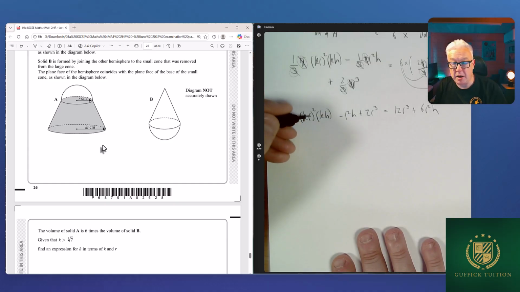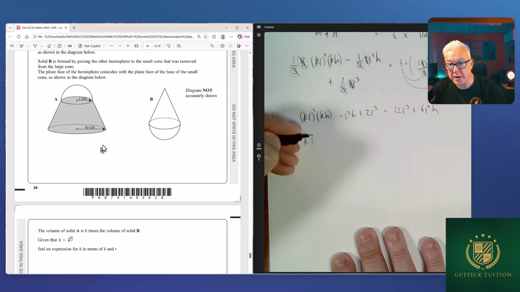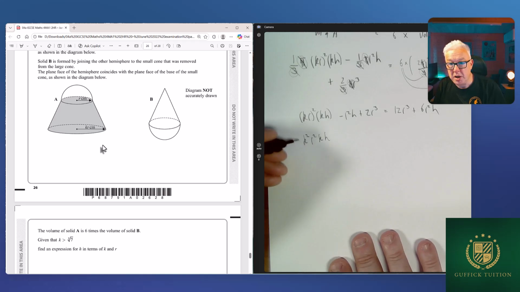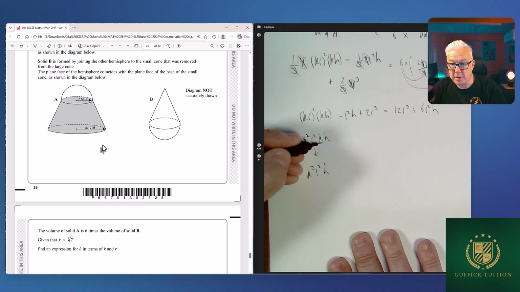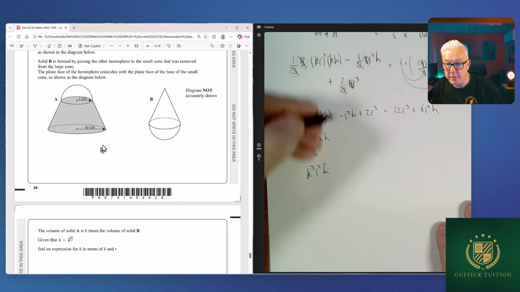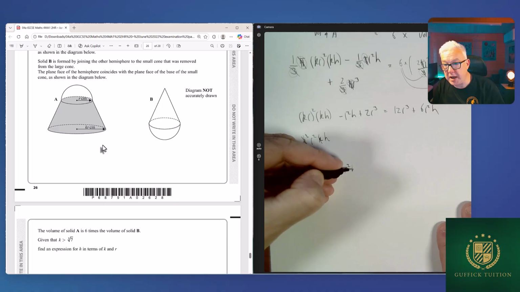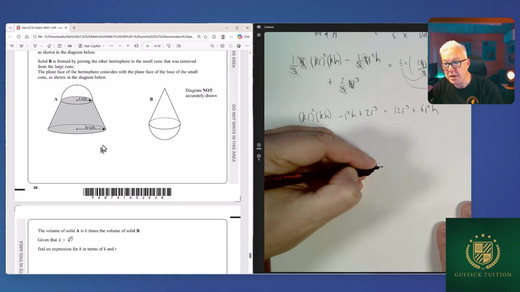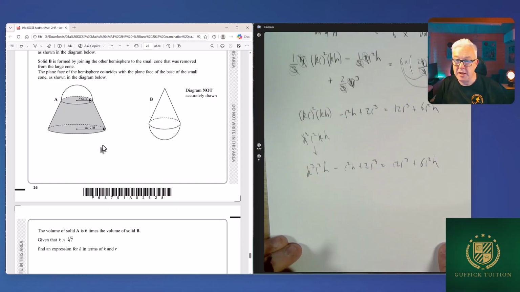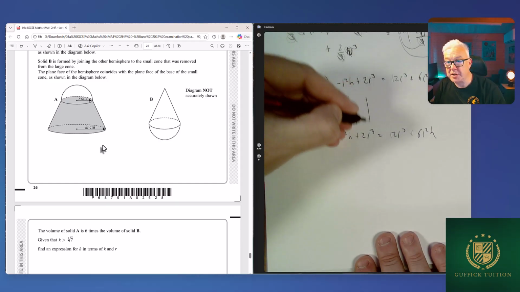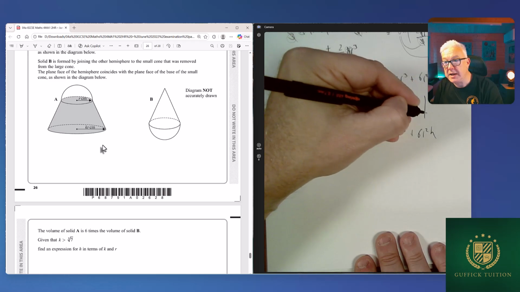So we've got kr², so that's going to be k²r² times kh, which is going to simplify further because k times k is going to become k³r²h. So that whole thing simplifies into k³ because k² times k makes k³. And then we've got minus r²h plus 2r³ equals 12r³ plus 6r²h. So that's just copying down each of those expressions from above. Now let's see what else we can do.